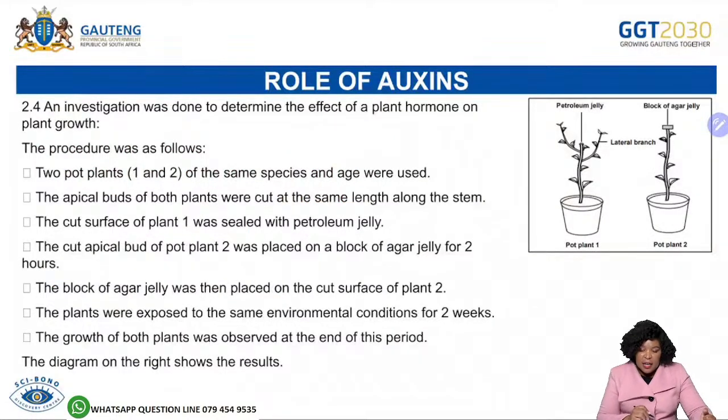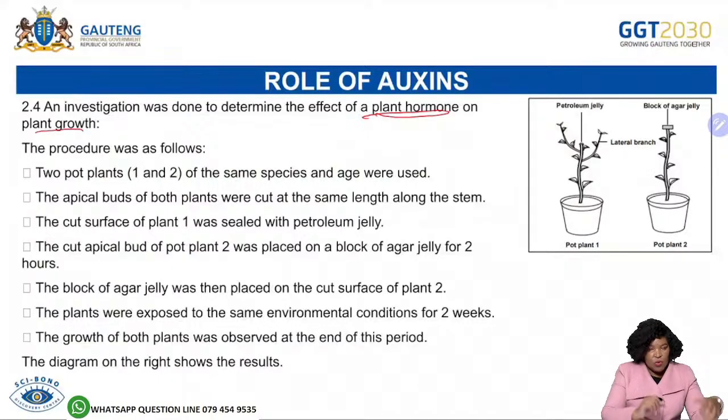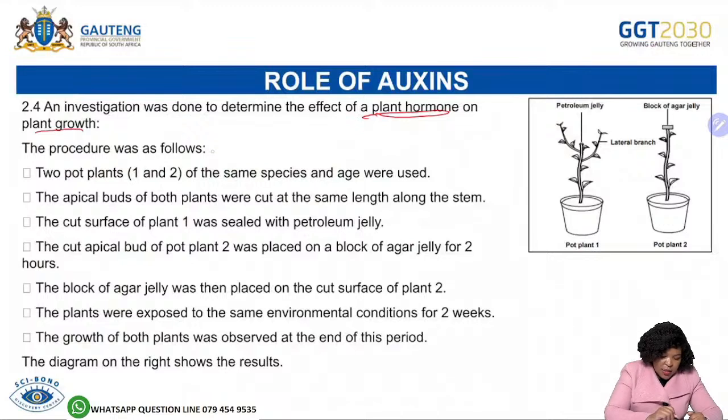Then we can look at another experiment where we are still investigating further the role of auxins. So let us take a look at what we are doing in this investigation. Remember, these were taken from previous question papers. You need to read with comprehension. An investigation was done to determine the effect of a plant hormone, not mentioned, on plant growth. So the procedure was as follows.